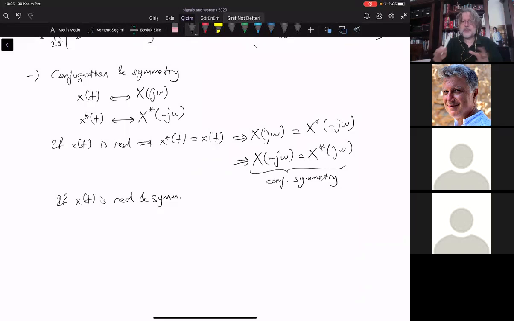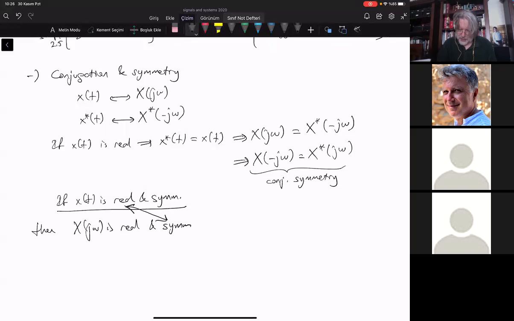For all others, it will be just complex. So if x of t is real and symmetric, then x of j omega is also real and symmetric. It comes from here. If x of t is real, x of j omega is conjugate symmetric. And if x of t is symmetric, x of j omega is real, like the cosine's Fourier transform is real.